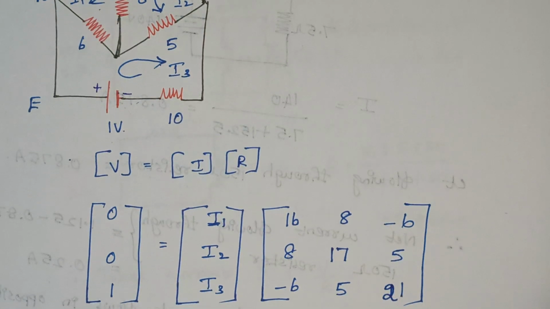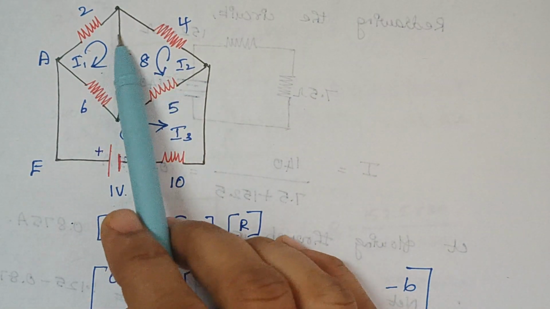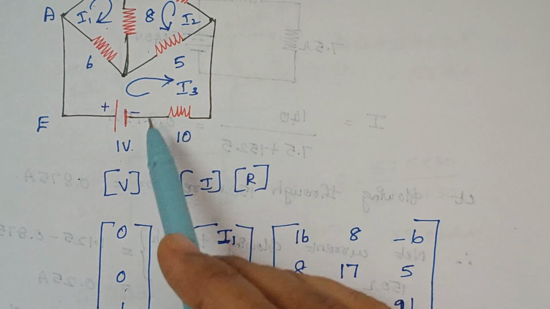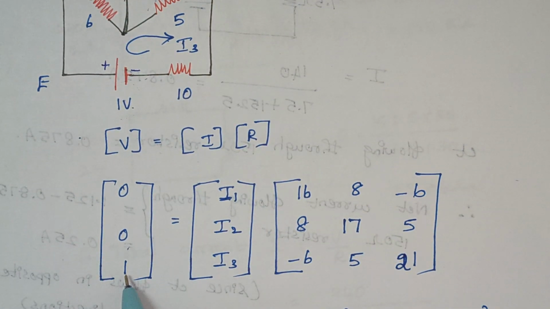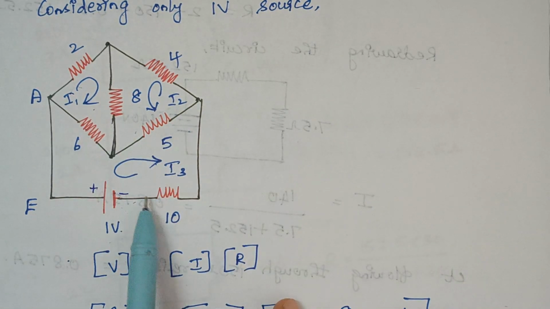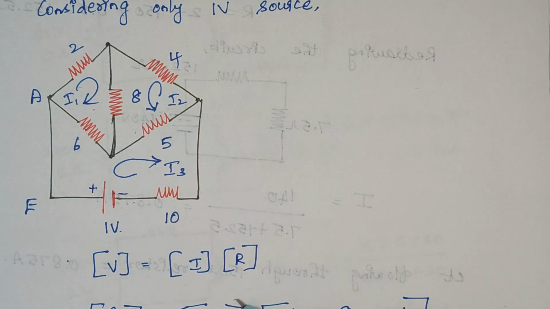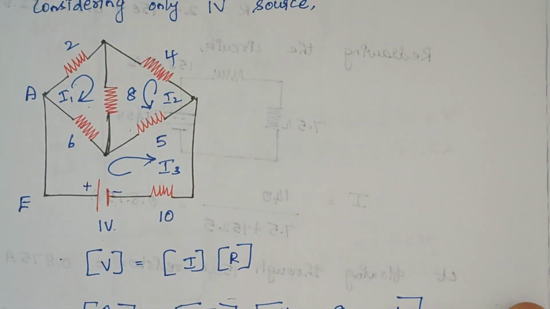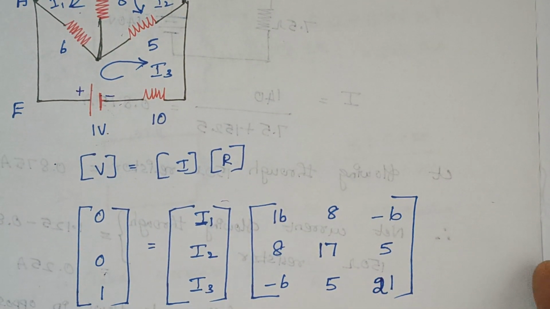So here you see, when you look at this first loop, there is no voltage source. There is no voltage source in the second loop also. So here it is 0, 0, and finally in the third loop we are having a voltage source of 1 volt. So here it is 1, right? And the next thing, current flowing through these loops. So in the first loop it is I1, second loop it is I2, and in the third loop it is I3. So just write it. And the next thing is, we have to write the resistance matrix.